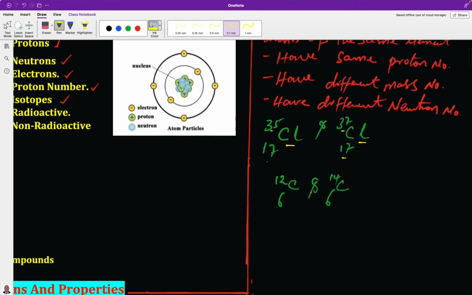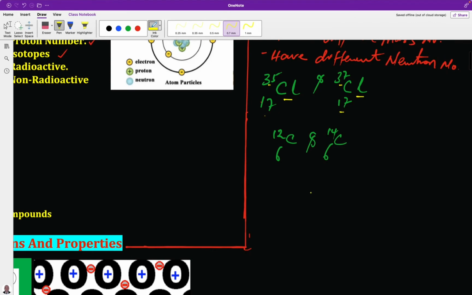But again, what are radioactive isotopes? Radioisotopes, or what we call radioactive isotopes, are unstable atoms which break down, emitting radiation in the form of alpha, beta, and gamma rays.